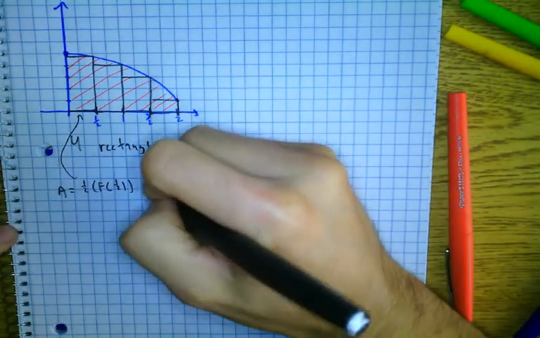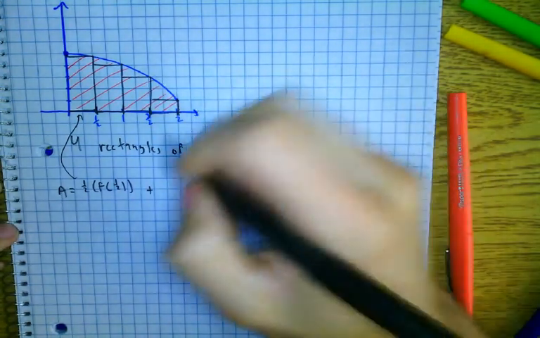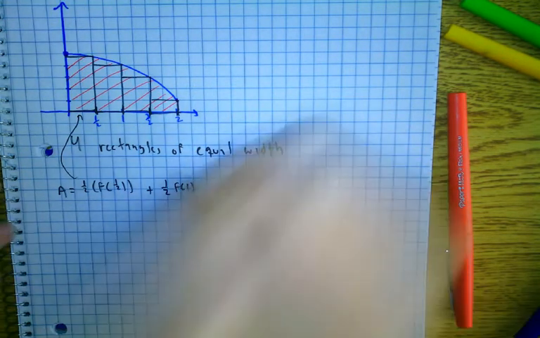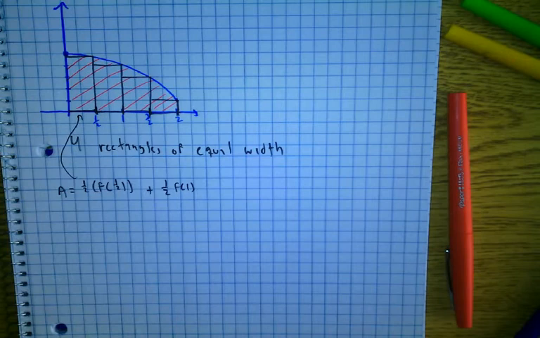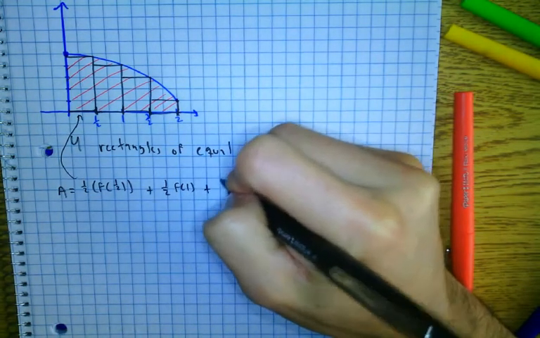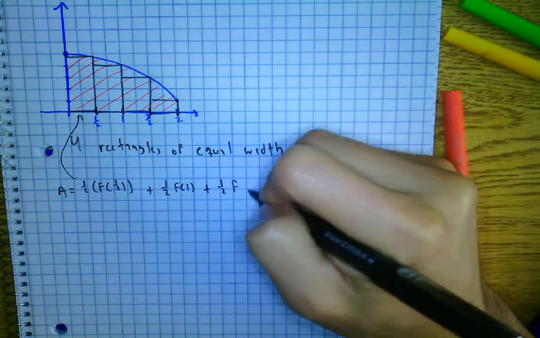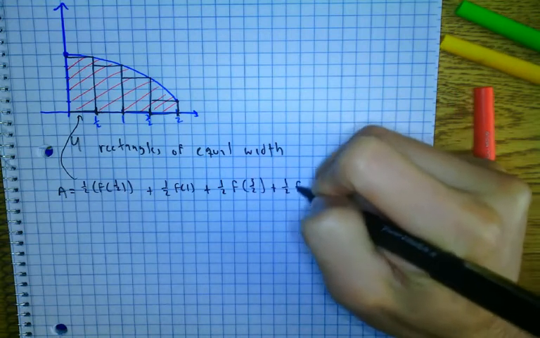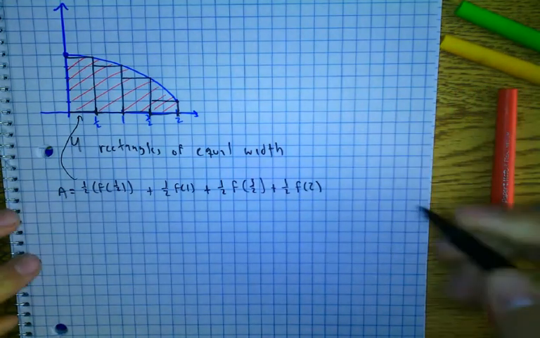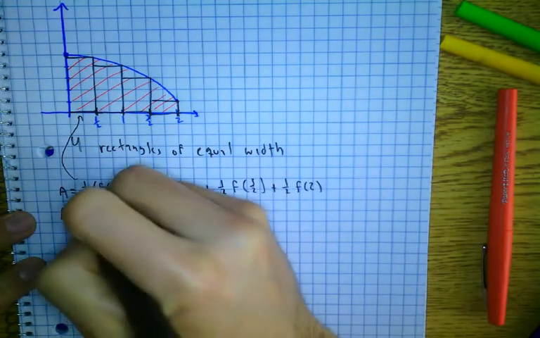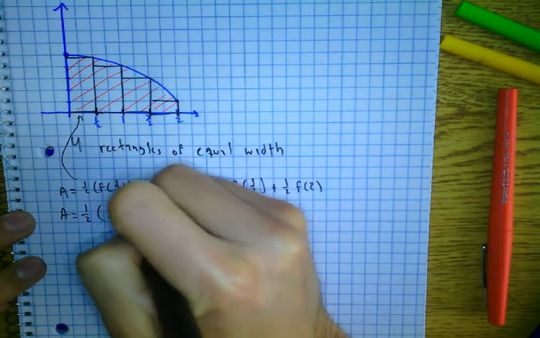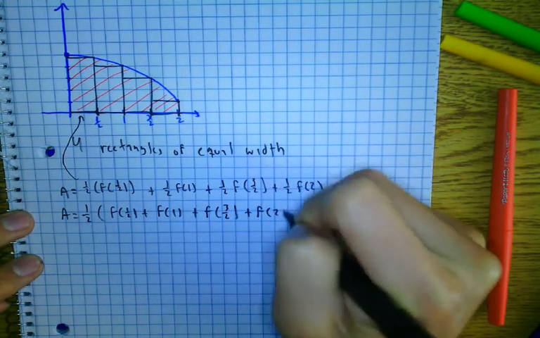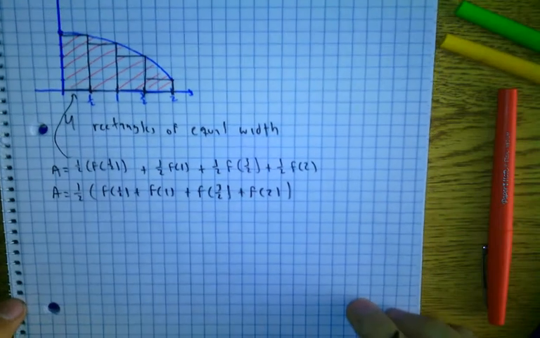Agreed? And then the next one is going to be what? 1 half times f of 1. Are we okay with that? And then the next one's going to be 1 half times f of 3 halves. And then the last one's going to be 1 half times f of 2. Agreed? So now just to make my life a little easier, I can pull out a 1 half, and then I'll have f of 1 half plus f of 1 plus f of 3 halves plus f of 2.